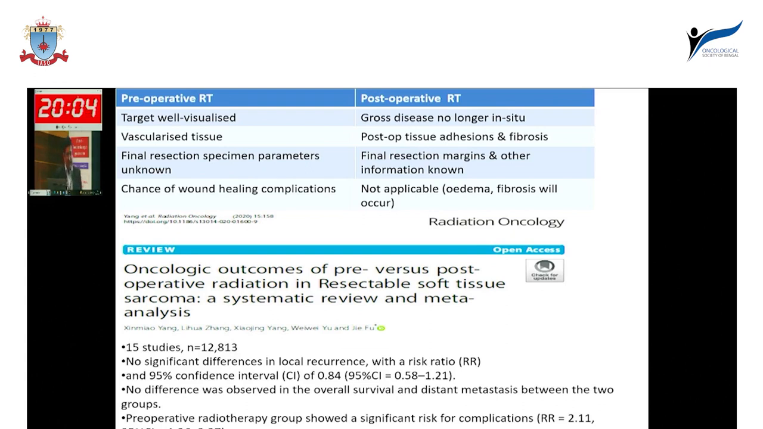And there's a very recent meta-analysis which has compared quite a small number of studies, and they've looked at pre versus post-op, and there's no real difference in the local control or the survival, but definitely there is that risk of complications. So let's ask the surgeons now. What do you worry about when you have a patient who's had radiotherapy?